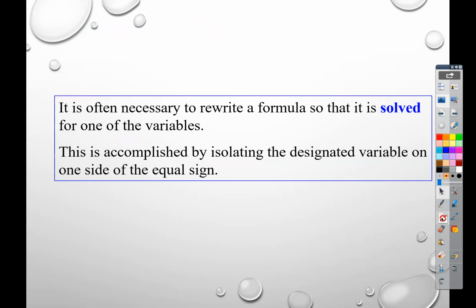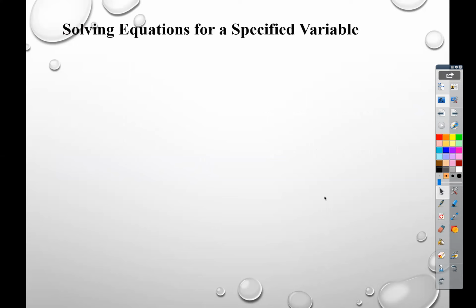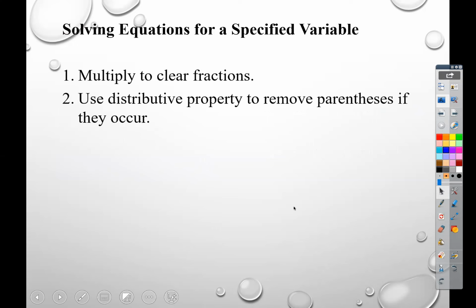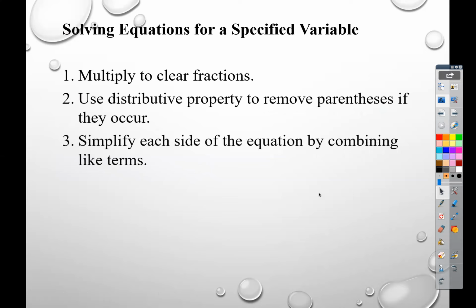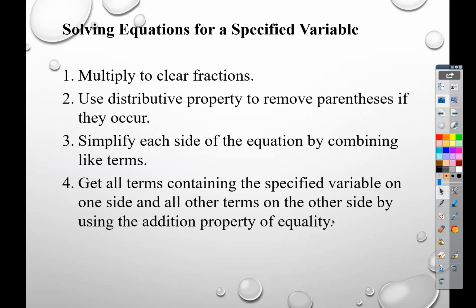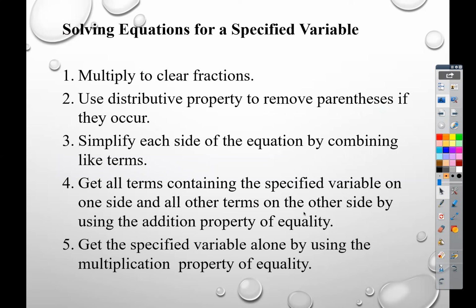Okay, it's often necessary to rewrite a formula so that it is solved for one of the variables. This is accomplished by isolating the designated variable on one side of the equal sign. So what am I talking about? You have to clear the fractions, use the distributive property to remove parentheses if they occur, simplify each side of the equation by combining like terms, get all terms containing the specified variable on one side and all other terms on the other side by using the addition property of equality, and then get the specified variable alone by using the multiplication property of equality.